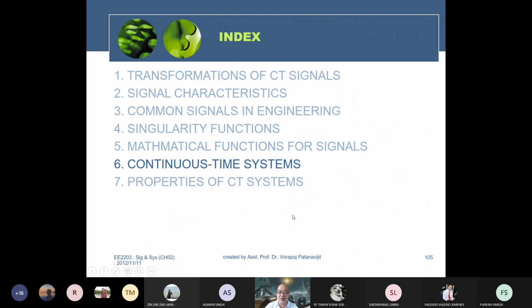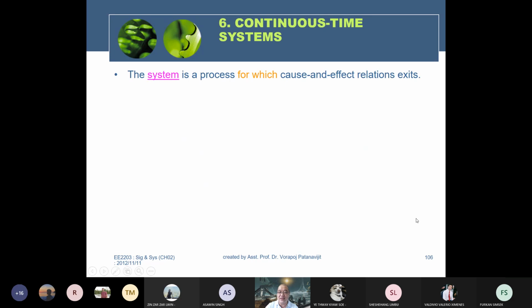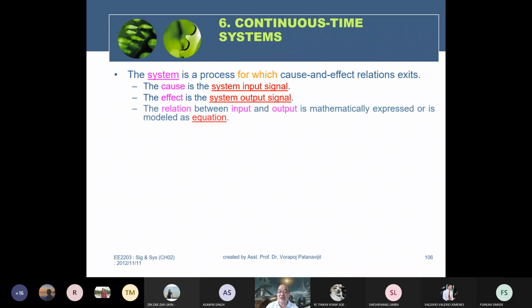Now, the next topic left is the continuous time system and the property of the CT, LTI, continuous time system. What is a system? The system is a process for which a cause and effect relation exists. The cause is the system input signal, or input. The effect is the output, also called the system output signal.